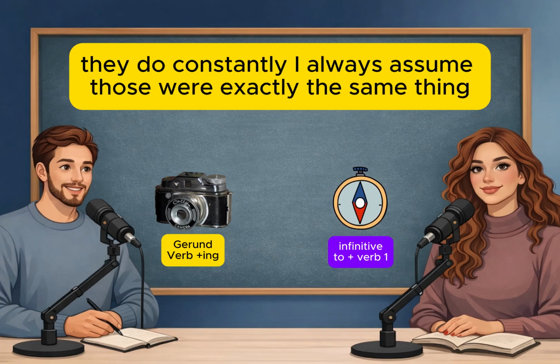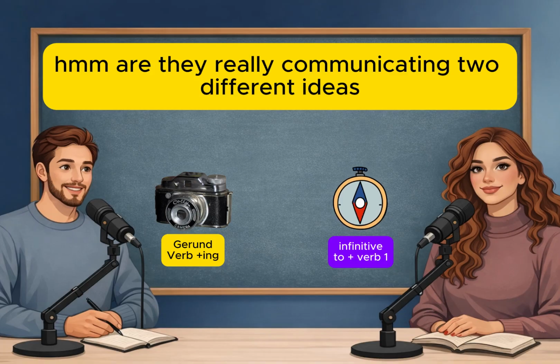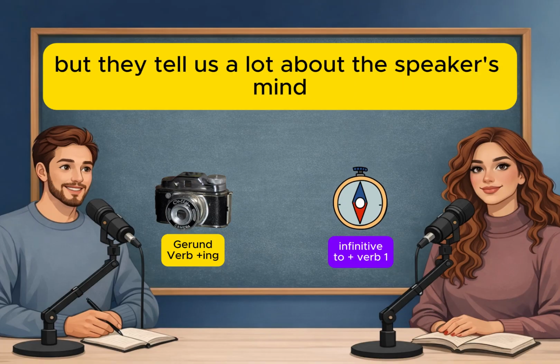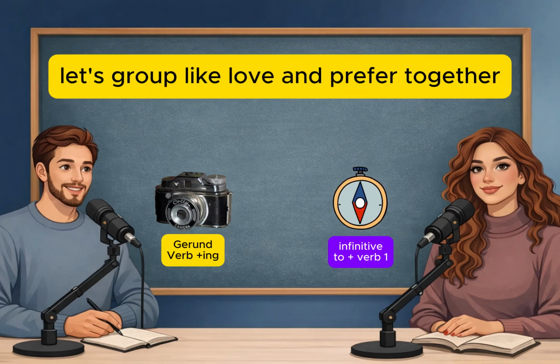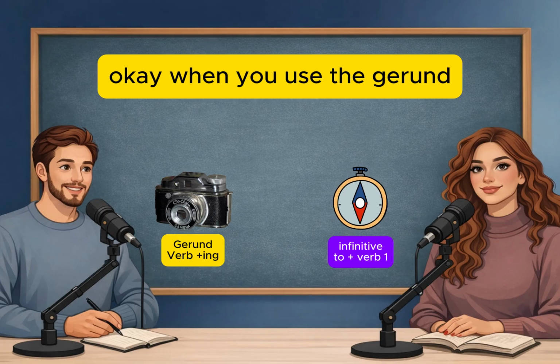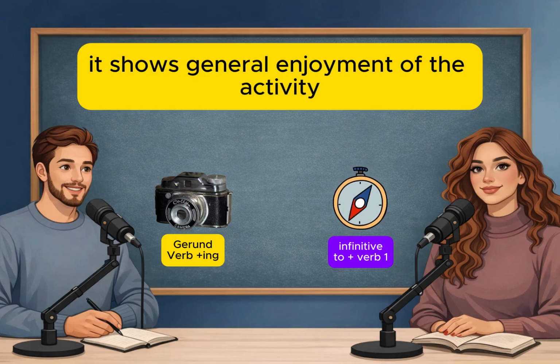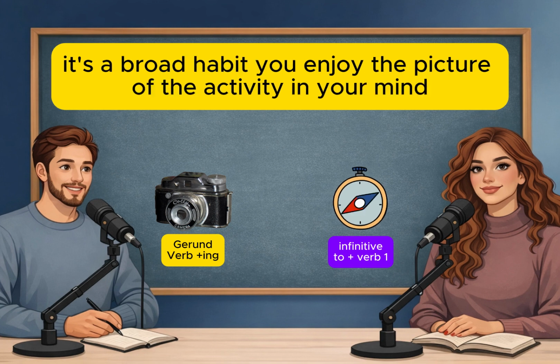They do, constantly. I always assumed those were exactly the same thing. Are they really communicating two different ideas? They actually are. I mean, the differences are subtle, but they tell us a lot about the speaker's mind. Let's group like, love, and prefer together. Okay. When you use the gerund, like, I like swimming or I love dancing, it shows general enjoyment of the activity. It's a broad habit.